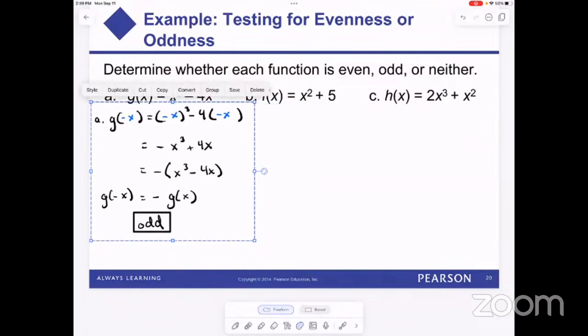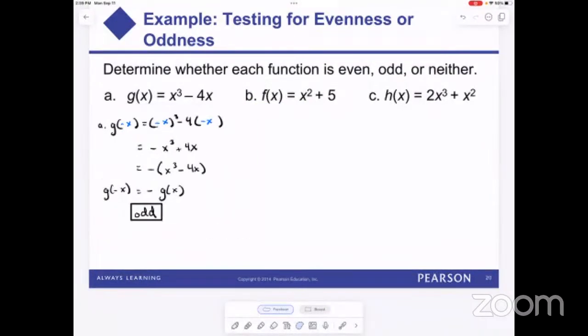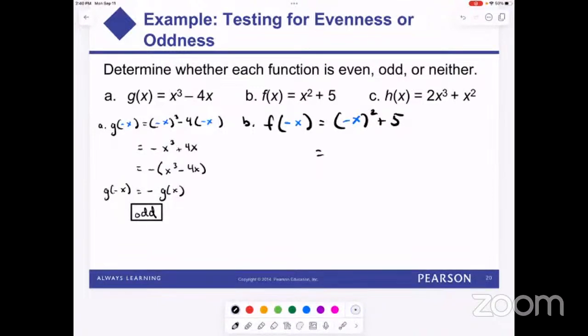Okay. So then let's work on B. Again, we're replacing each x with negative x. So we have f of x equals x squared plus 5. And again, we're replacing each x with negative x. And then we simplify. So double negative is positive. So since we have an even number of negatives, that's going to be a positive x squared. Is this the original? Yeah, right? So then notice that f of negative x equals f of x. That's the definition of a function being even.